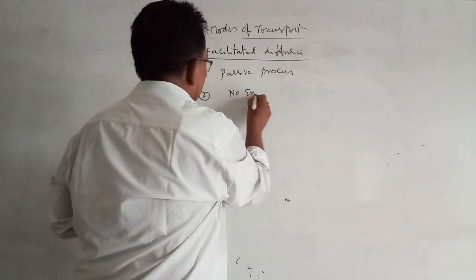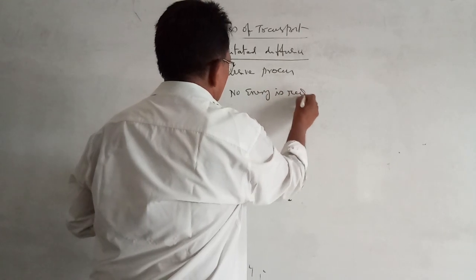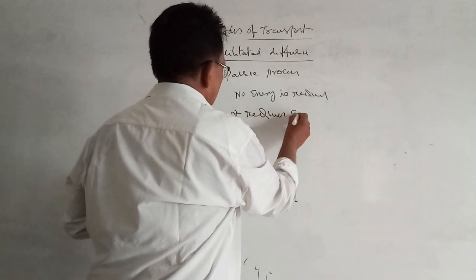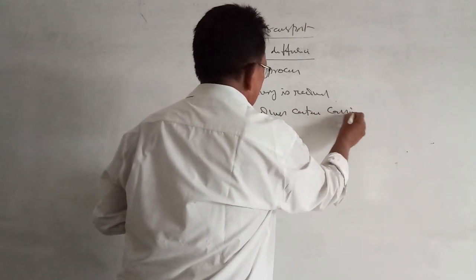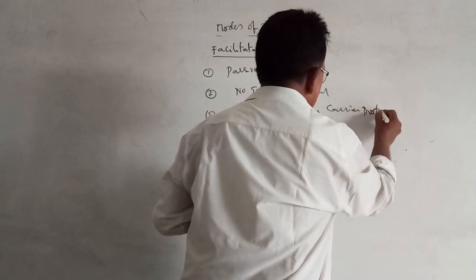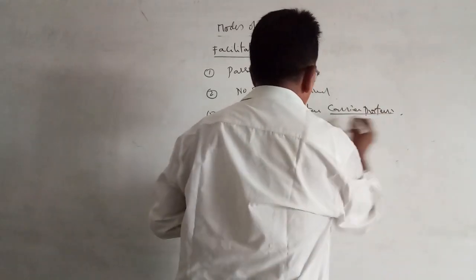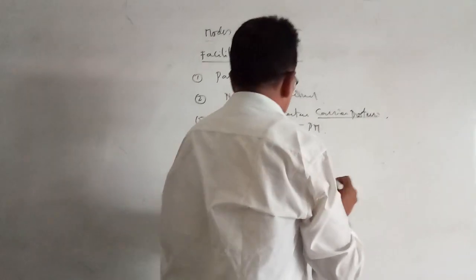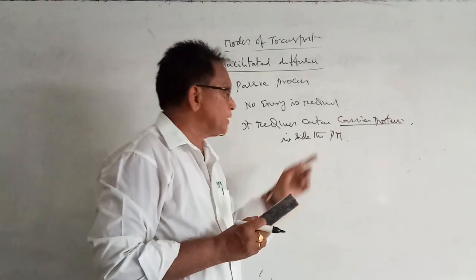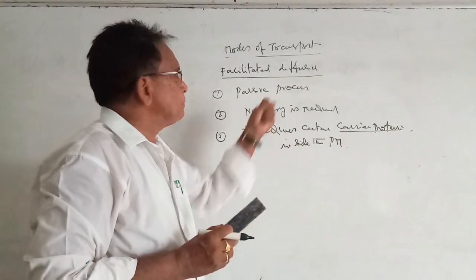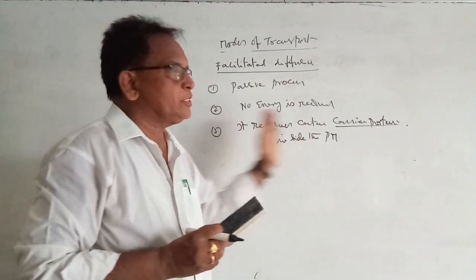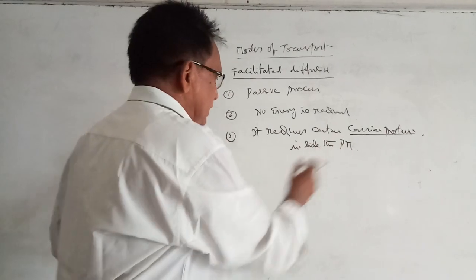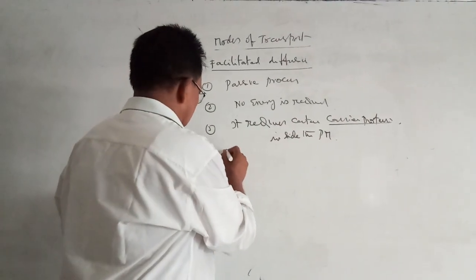No energy is required, but it requires certain carrier proteins inside the plasma membrane. These carrier proteins are present inside the plasma membrane. They pick up those molecules, and those molecules, along with the carrier protein, are transported into the cell like this.